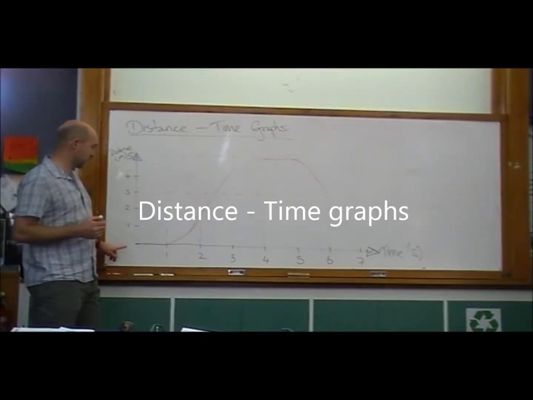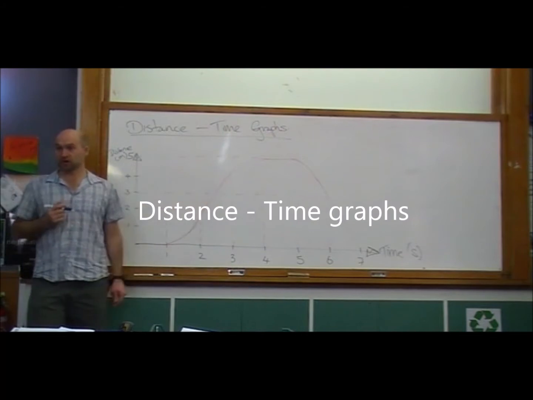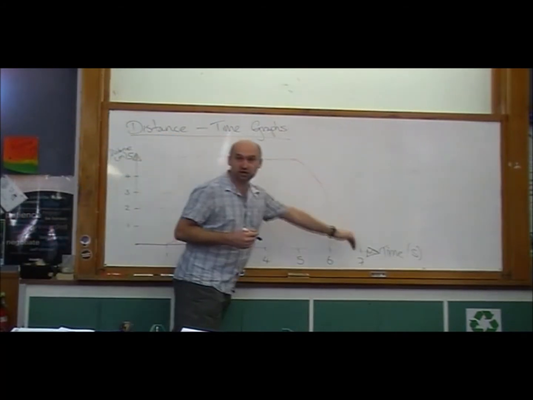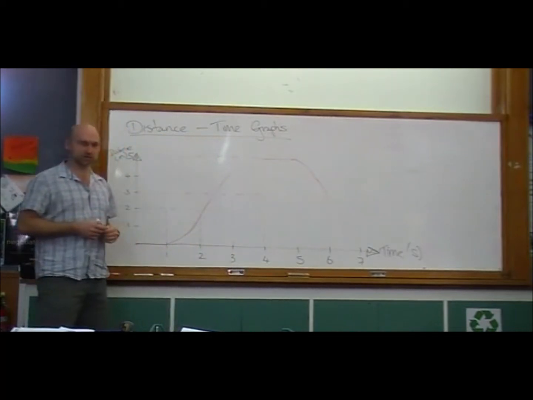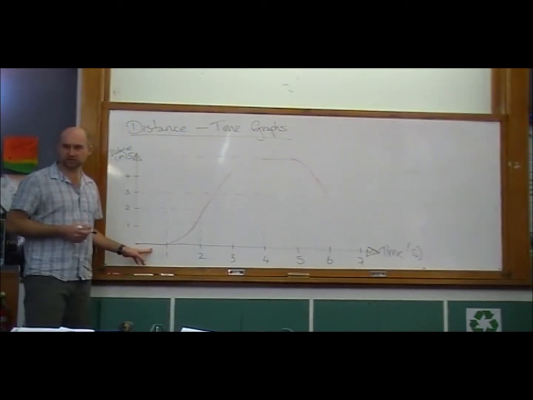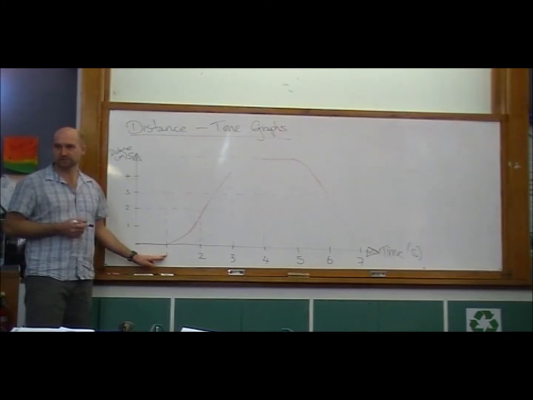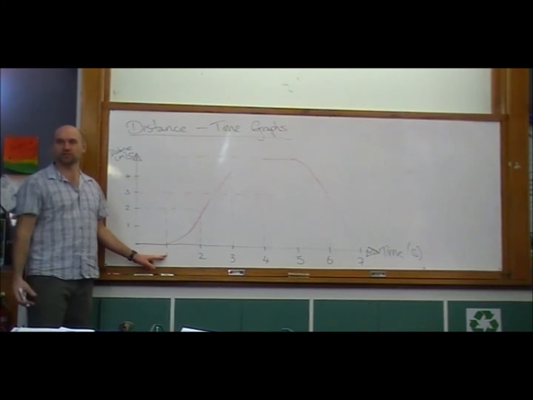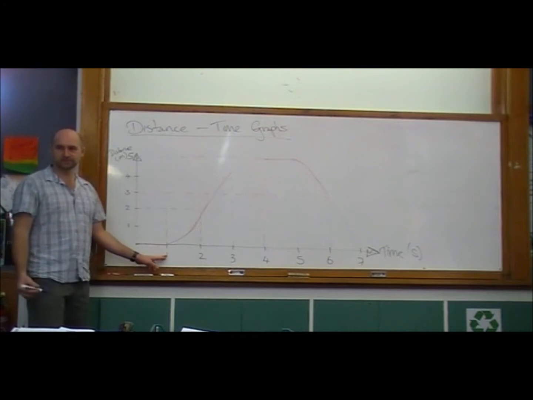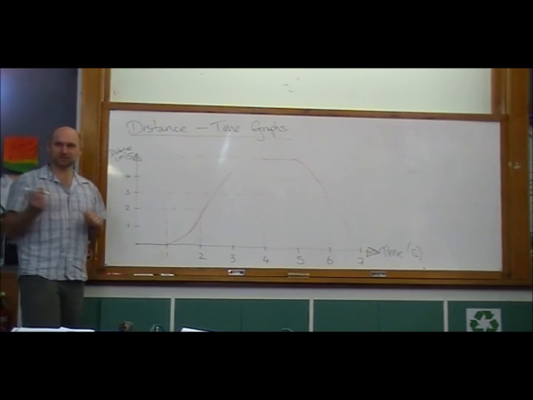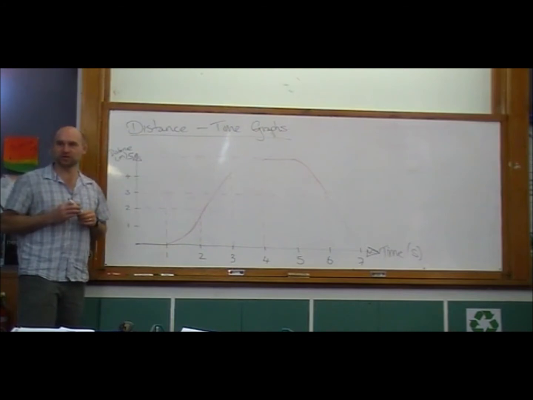Okay, so we're going to go through and describe what sort of motion this distance time graph shows. What's the first section from 0 seconds up to 1 second? What's happening there? Nothing. Nothing? What can you describe more than nothing? We're not moving. Not moving? What's the physicsy way of saying not moving?